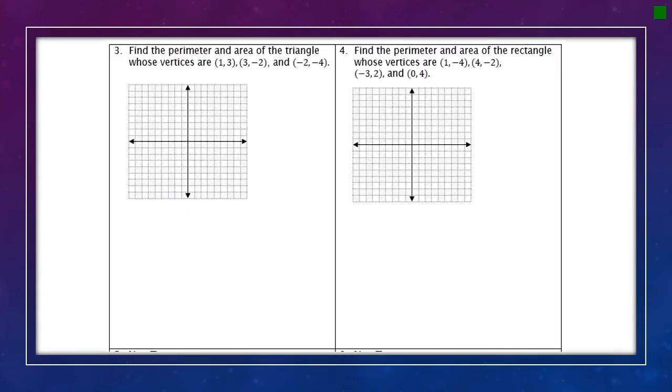All right, so now we need to find perimeter and area of another triangle. And then we're going to do a rectangle. And I think you'll see that actually rectangle, while it seems like it would be more work, is actually less work than the triangles. So the first thing we need to do is graph all of our points. So I have 1, 3, 3, negative 2, and negative 2, negative 4.